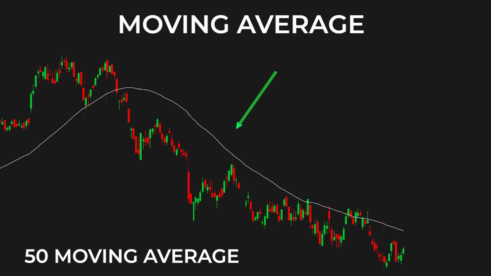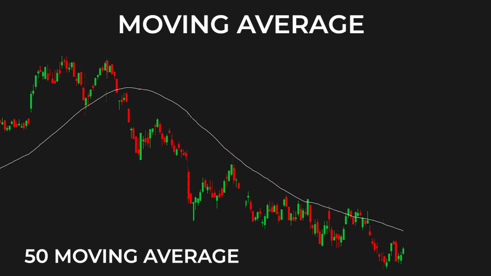The average can be used for any period of time. Since this is a daily chart, the 50 moving average represents the average price over the last 50 trading days. If it was a weekly chart, it would represent the average price over the last 50 weeks. Moving averages are primarily used to identify price direction and levels of support and resistance.